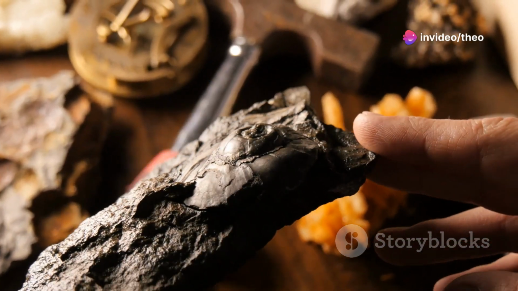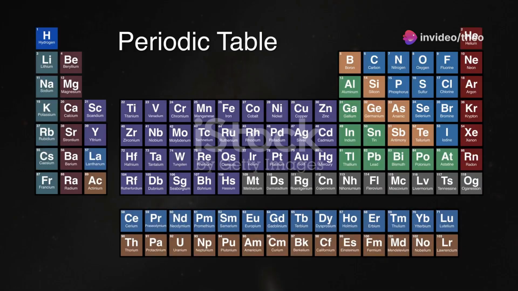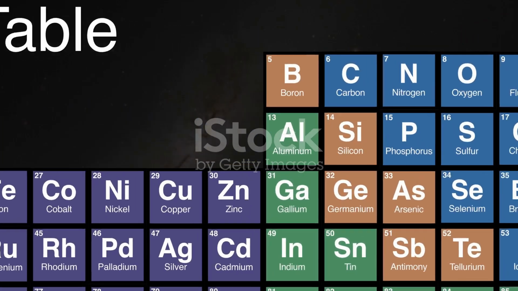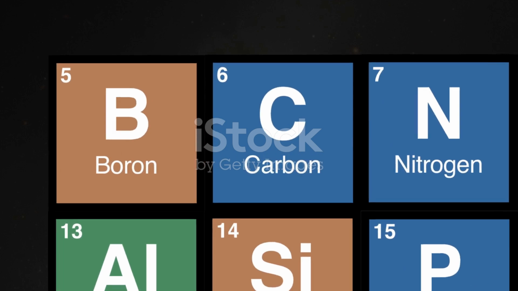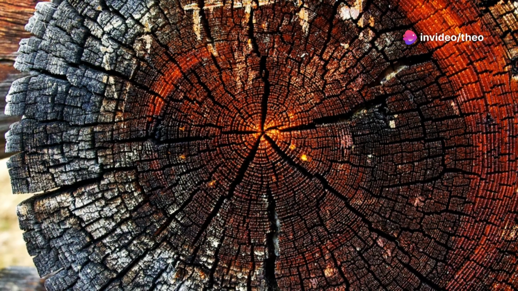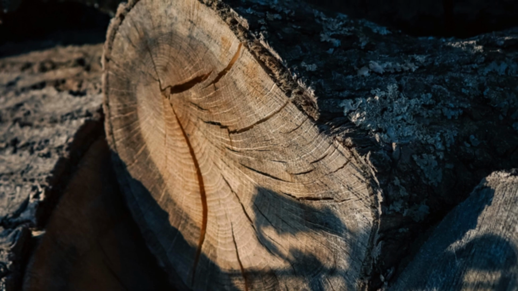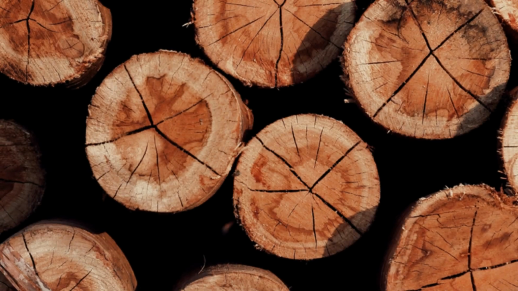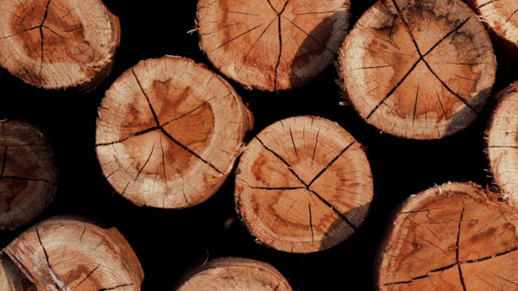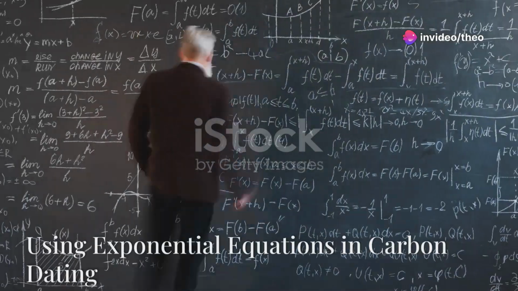Carbon-14 has a half-life of about 5,730 years. This means that every 5,730 years, half of the carbon-14 in a sample will have decayed. So if we start with 100% of the carbon-14 in a piece of wood, after 5,730 years, only 50% will be left. After another 5,730 years, we'd be down to 25%, and so on. This process can continue for tens of thousands of years.